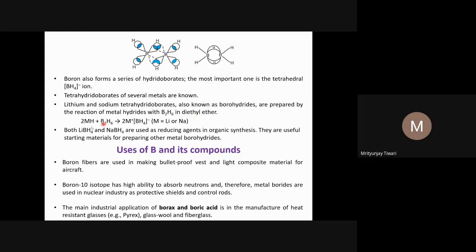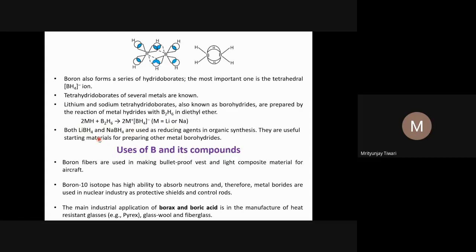So they are prepared by the reaction of metal hydrides with B2H6 in diethyl ether. So 2MH plus B2H6 gives 2M+ and BH4 minus, and this M is what, lithium or sodium, and this we call metal borohydride. So if the metal is lithium, we call it lithium borohydride. If the metal is sodium, we call it sodium borohydride.